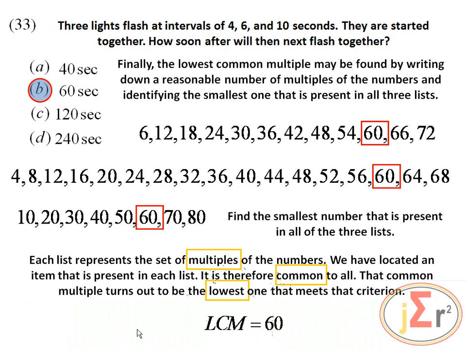So in each list we have multiples of 6, of 4, of 10. And we are locating one that is present in all of the lists. The one that is present in all of the lists is the common one, and we are choosing the smallest one that is common. Therefore, we have the lowest common multiple, and that turns out to be 60.